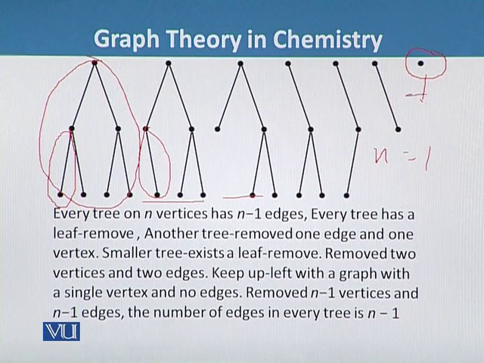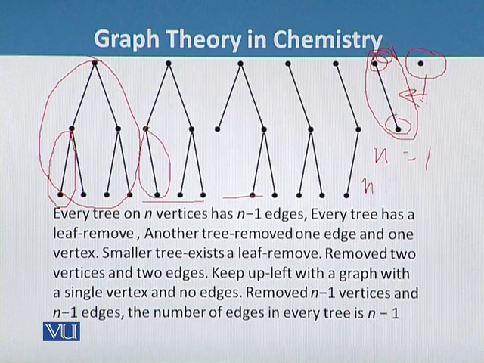For example, if we go back to the second last one, here we can see there is one vertex, a second vertex, which means that n is equal to 2. So if we want to calculate the edges, we have to use the formula n minus 1. So n is 2, and if we subtract 1 from 2, we get the answer 1. So we can see here there is only one edge. So from this removal of the smaller trees, we can prove that the number of edges in every tree is n minus 1.